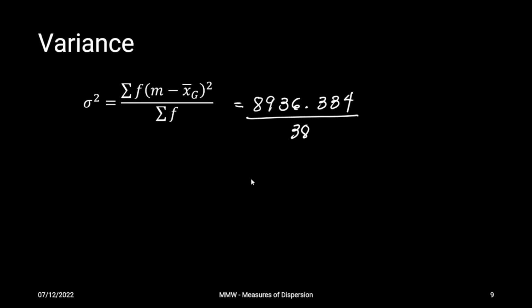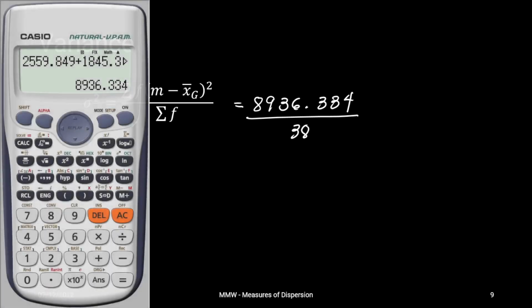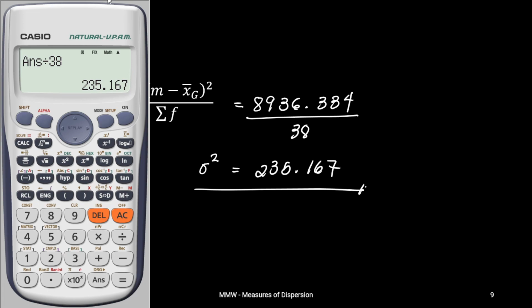So just use the calculator. Since that is already the answer, just divide by 38. And so the variance is 235.167. Let me write it here. The variance is 235.167.